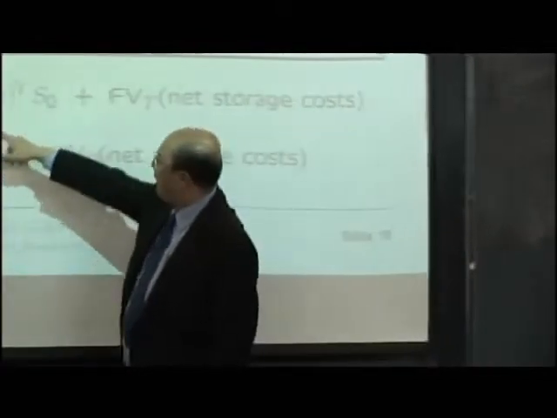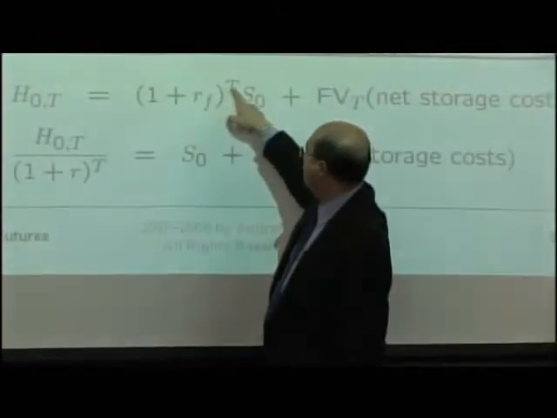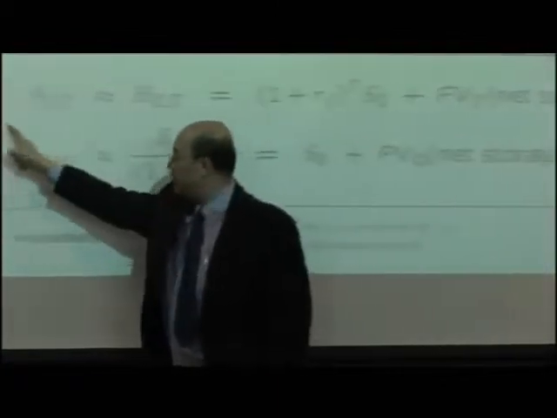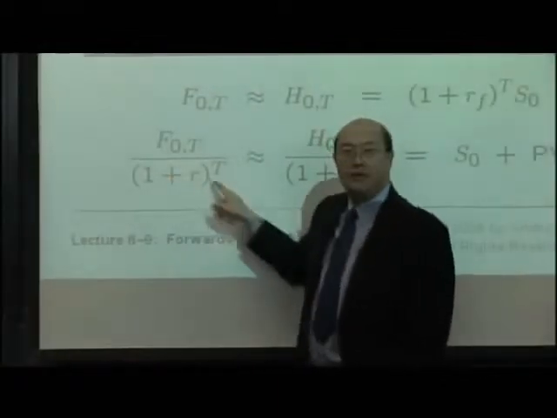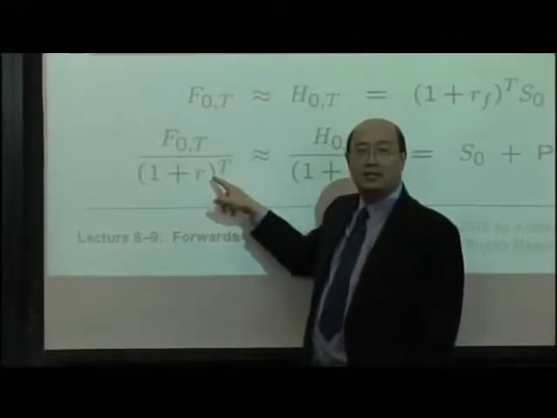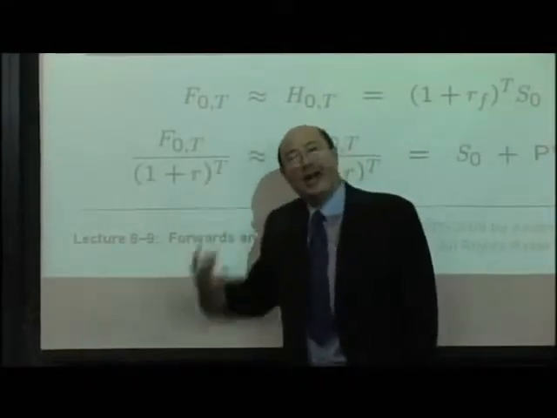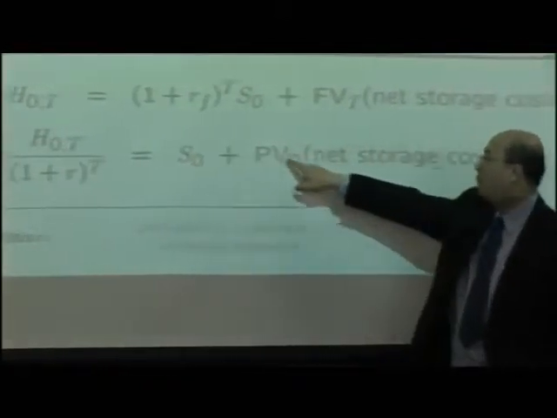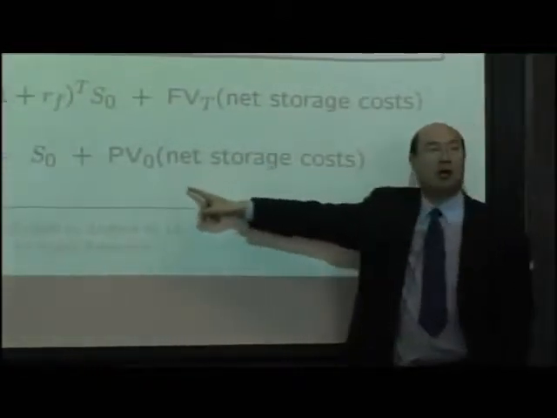And now if I divide by 1 plus R_F to the T, then what I've got is that the forward price divided by the interest rate that calculates the current value of that forward price has got to equal the spot price plus the present value of the net storage costs.